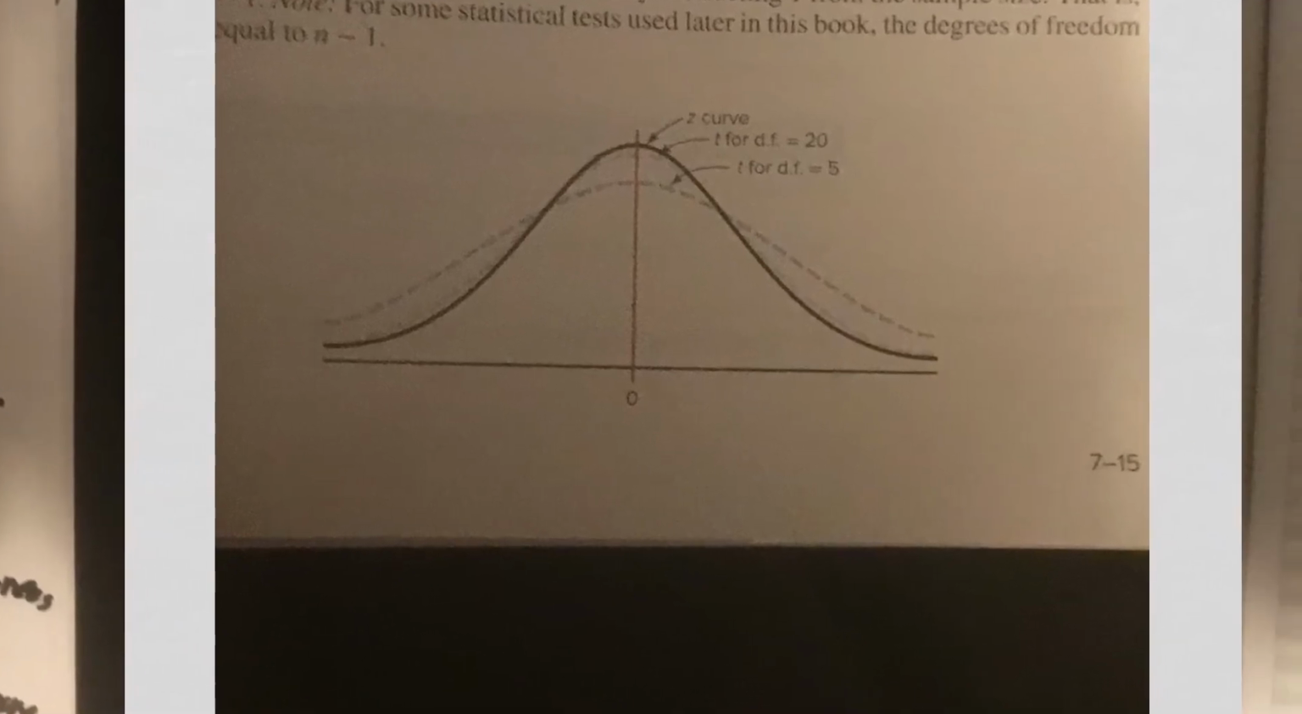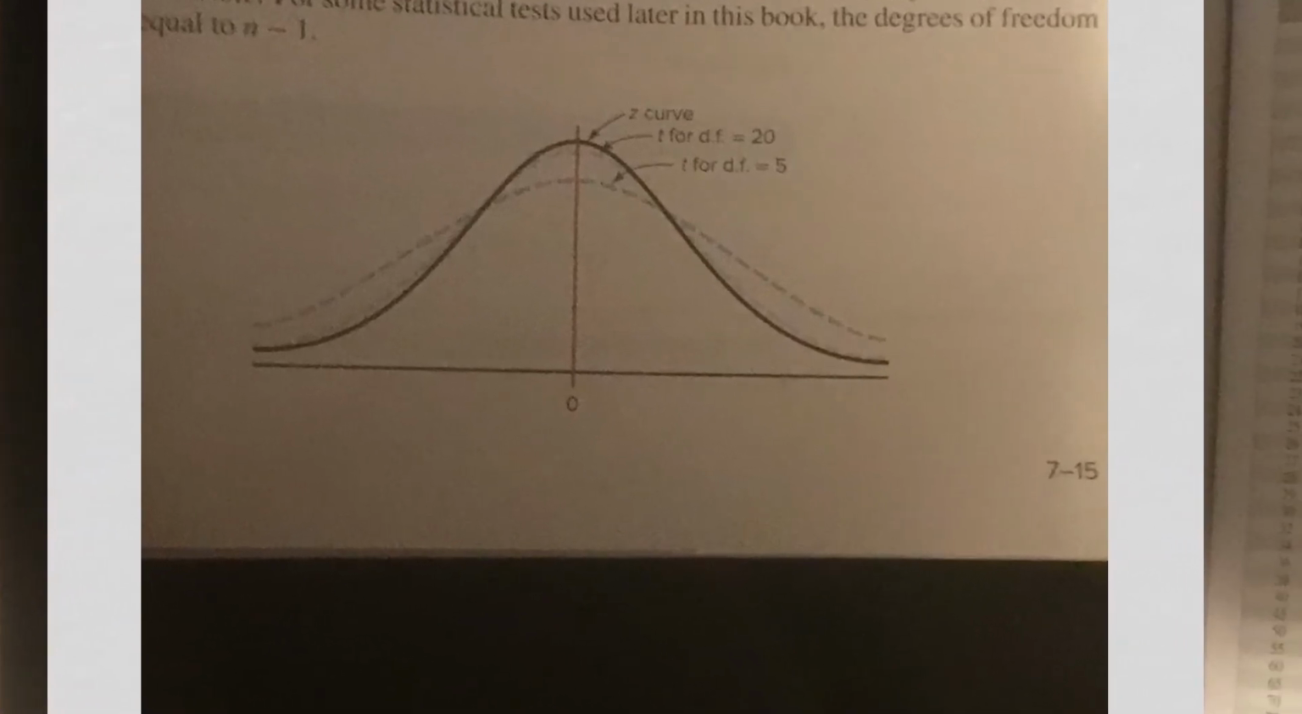So we have a picture of it in your book right here, where your z-score is this normal curve, and then your t-score shows with degrees of freedom, which is close to your sample size, of 20, and degrees of freedom of 5. So you see with a smaller sample size, it is lower than your normal curve.